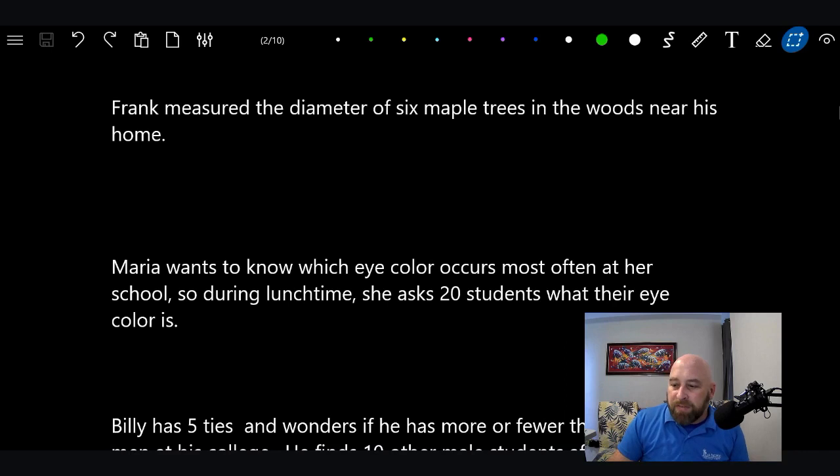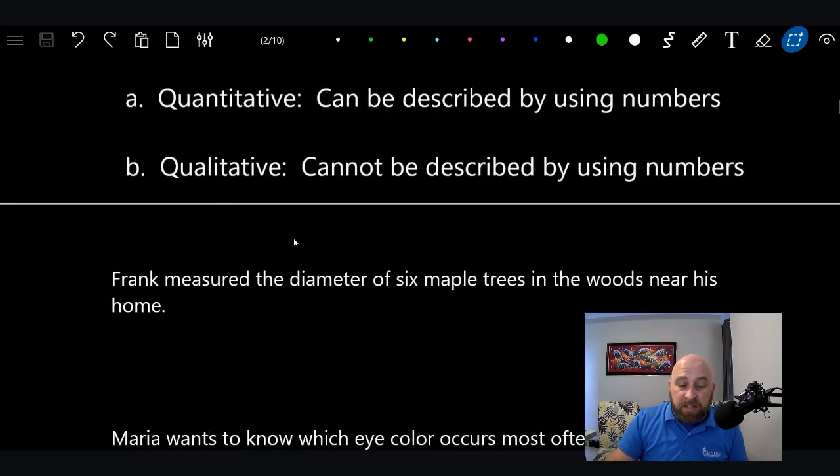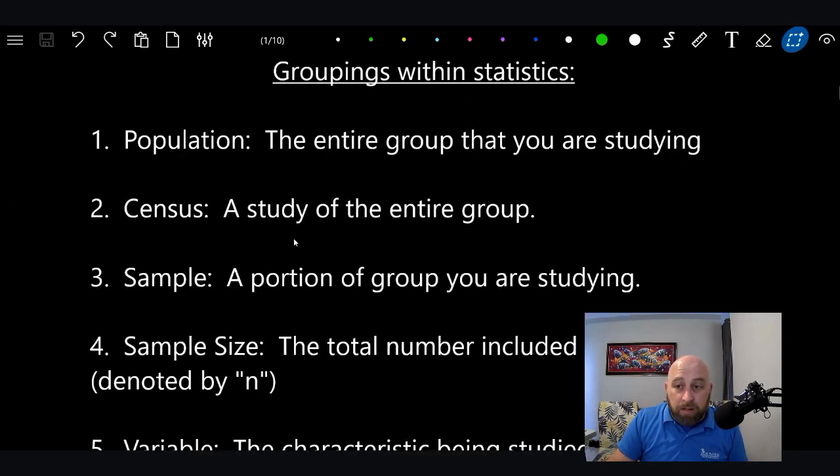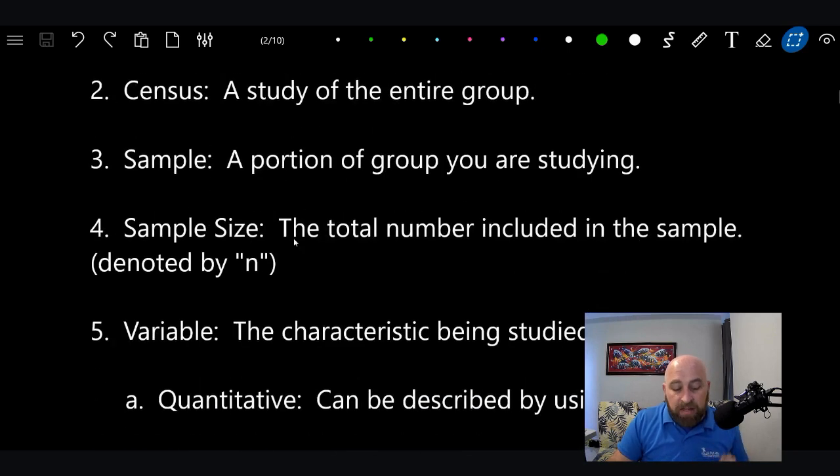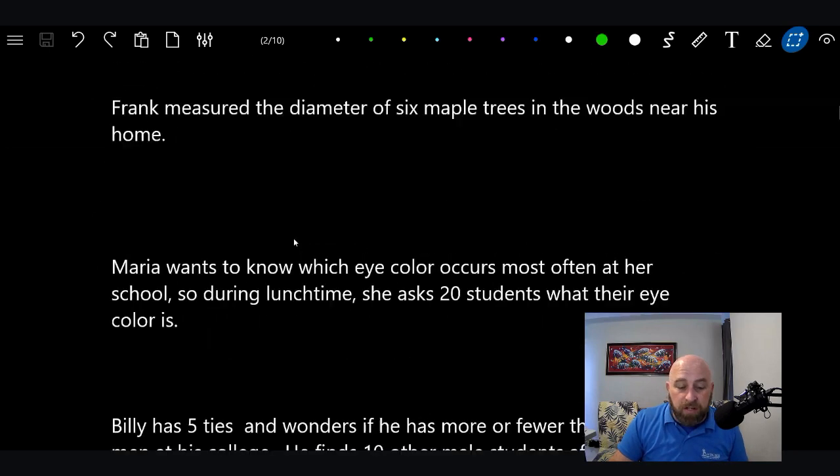On page 553, you're going to see example 12.1. What I'm going to do is share a little sentence here, a little piece of the story, and then we're going to say, okay, what is the population? What is the census? What is the sample? What is the sample size? What is the variable? We're going to try to answer those 5 questions about each one of these little stories here. All right, Frank measured the diameter of 6 maple trees in the woods near his home.